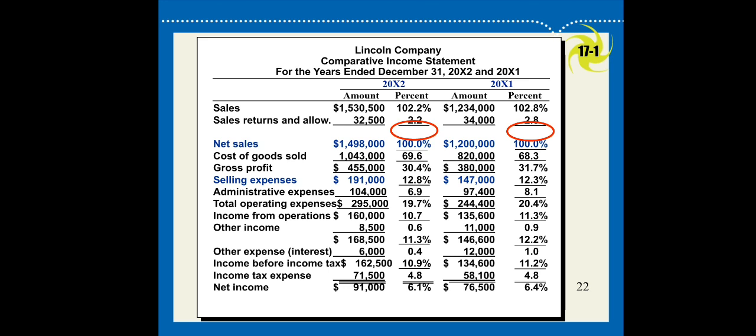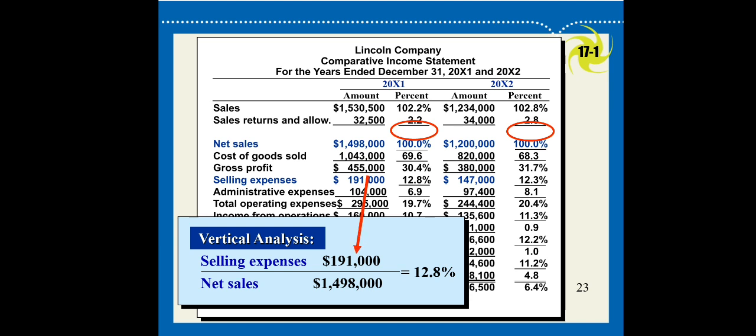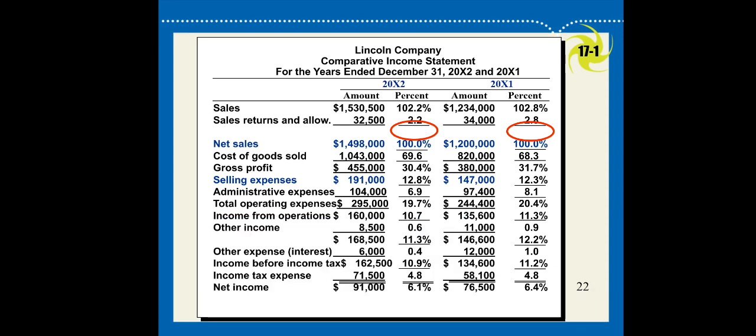That is the 100%. And then this is the way to do the calculation. The net sales or total sales is always equal to 100%. So you can calculate the percentage. This is the percentage for selling expenses. 191,000 divided by net sales or total sales, 1,498,000. The percentage is 12.8%. Okay. This is the thing that you have to do.